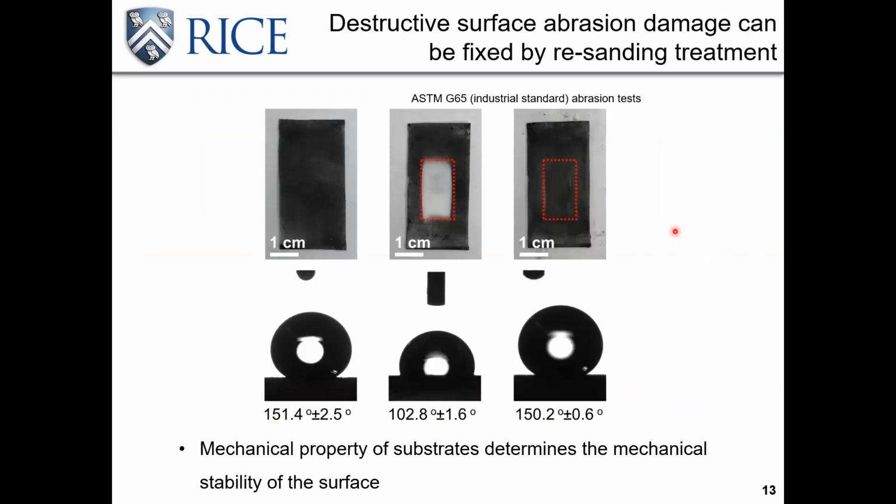The other interesting phenomenon that we realized is that when suffering from destructive abrasion damage, the resanding treatment can be used to fix it. As you can see in the middle, after the abrasion, the substrate is exposed and the surface wettability degrades a lot. However, after we resand with the same powder additive, the surface wettability can be recovered, as shown on the right side. This result indicates that the tribo film itself can also act as a self-sacrificing layer and can be easily replenished by the resanding treatment.